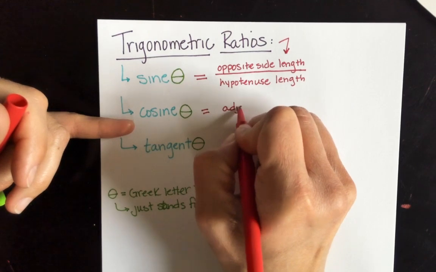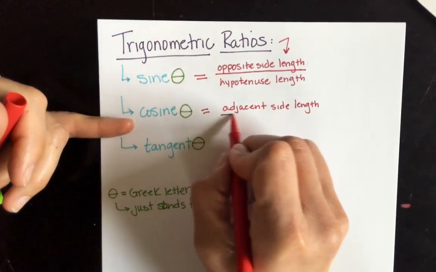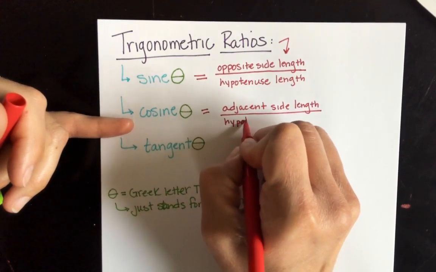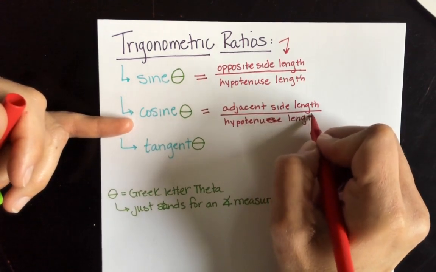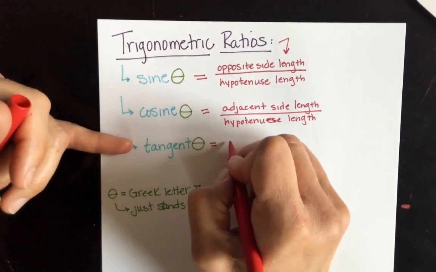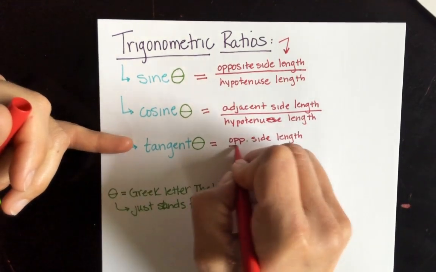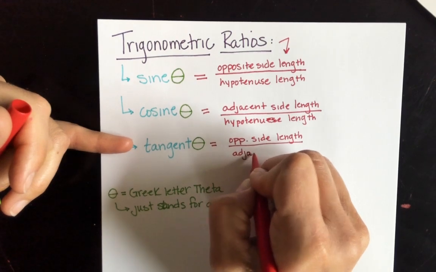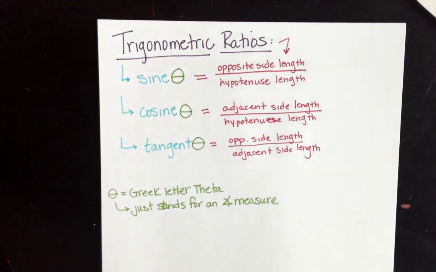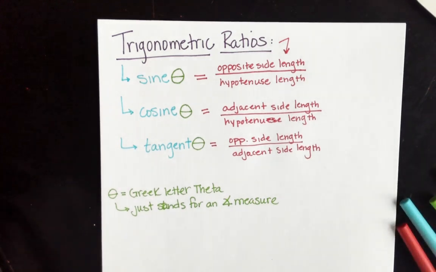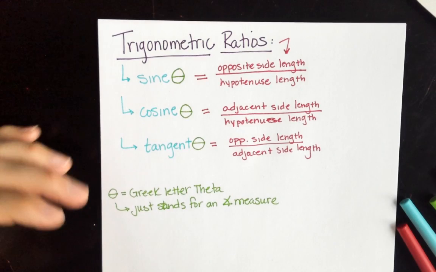Cosine is our adjacent side length over the hypotenuse's length. Oops, too many E's. And our tangent is our opposite side length over the adjacent side length. Now, the purpose of all of this is, again, to create these equations. So you can see there's equal signs. These are actual equations that we're going to work out.